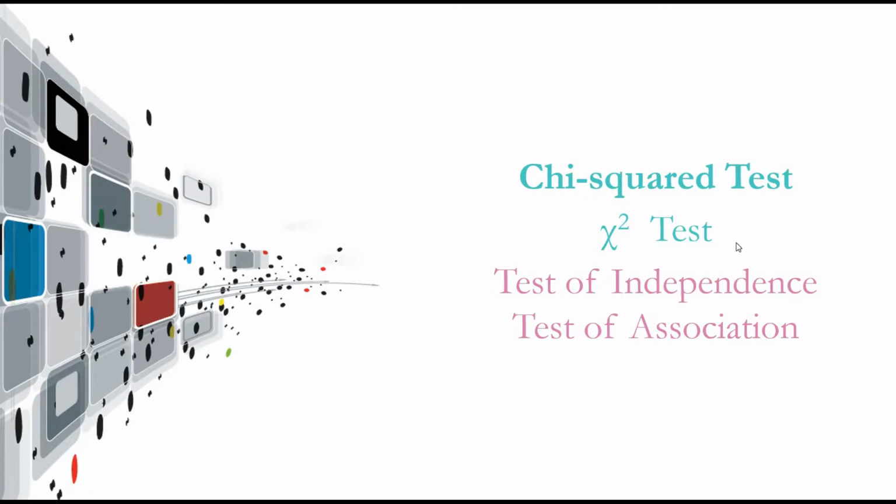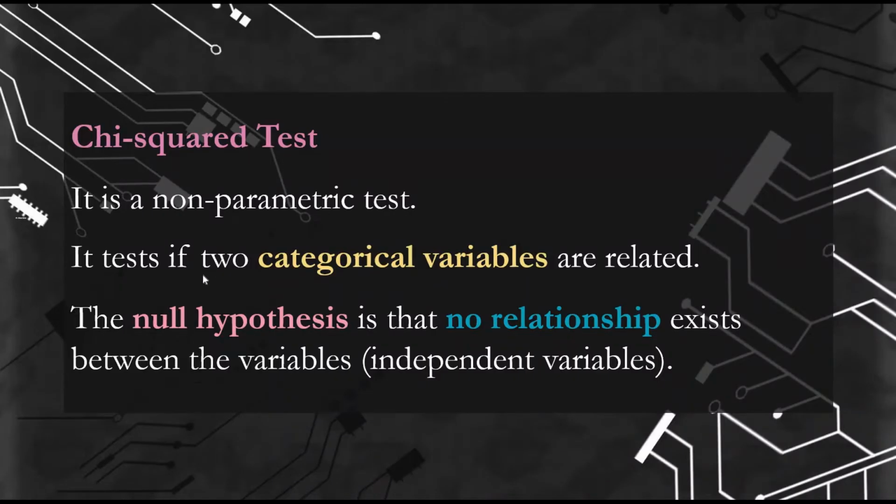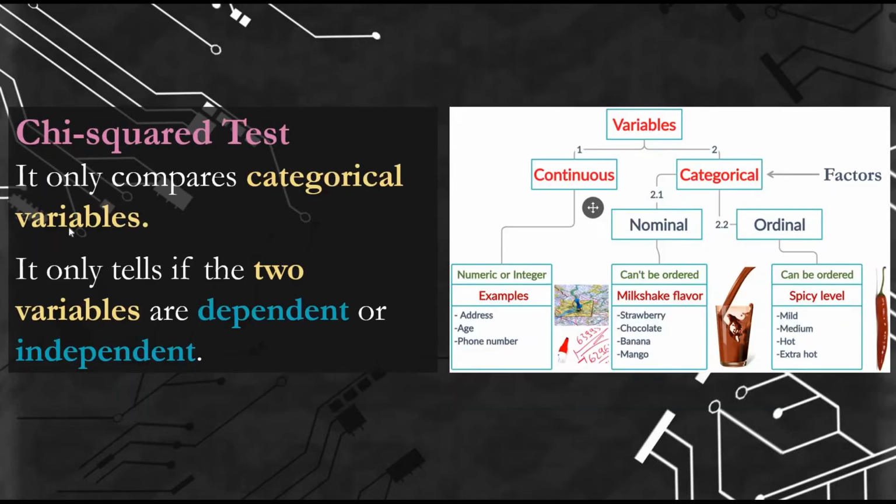The chi-square test, also known as the test of independence or test of association, is a non-parametric test that tests if two categorical variables are related or not. So our null hypothesis is there is no relation between the two categorical variables. It only compares categorical variables. It cannot compare continuous variables. And it only tells if the two variables are dependent or independent. It cannot tell the type of relation between the two variables.